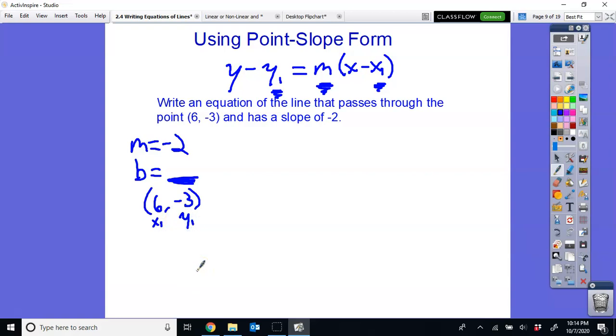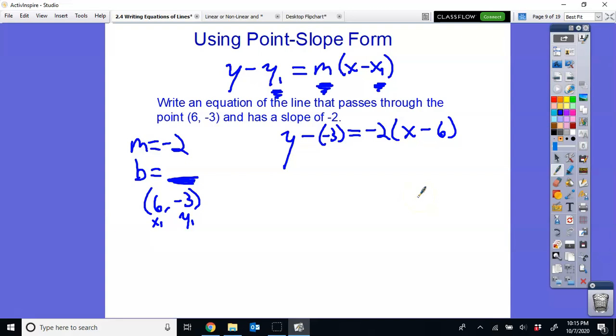The x sub 1 and y sub 1 don't really do anything mathematically. All they do is tell me that it's a point somewhere on the line. It's just another point, not the y-intercept. So we take this little formula and we just use the formula, kind of like we did the other one. We plug in what we know. So we plug in -3 for y1. We plug in -2 for m. We plug in 6 for x1. And now this is called point slope form.